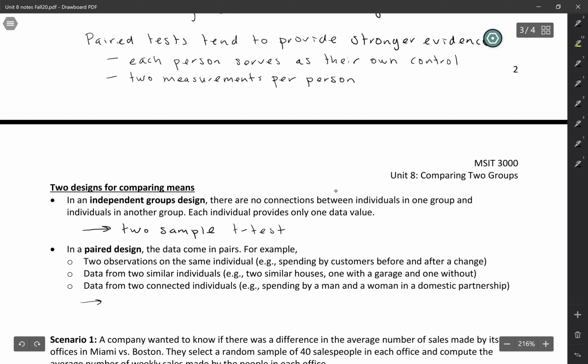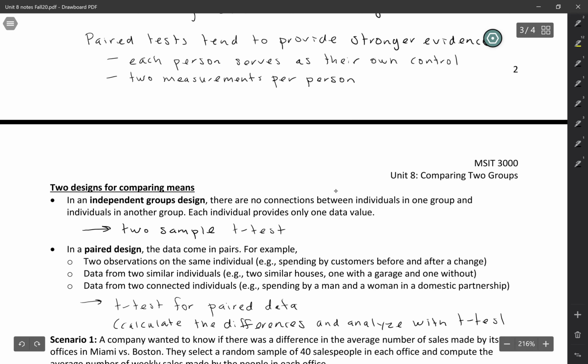So for paired data, the analysis is a t-test for paired data. And this is actually going to be very similar to what we did in Unit 7, where we were just doing a one sample t-test. Because basically what you're going to do is you start off by calculating the differences, just like we did in the heart rate example. So we're going to calculate a new column of differences, and then we're going to analyze just that column with a t-test. So at that point, it's basically just a one sample test because all you're using is that column of differences, and you can proceed just like you would in Unit 7.